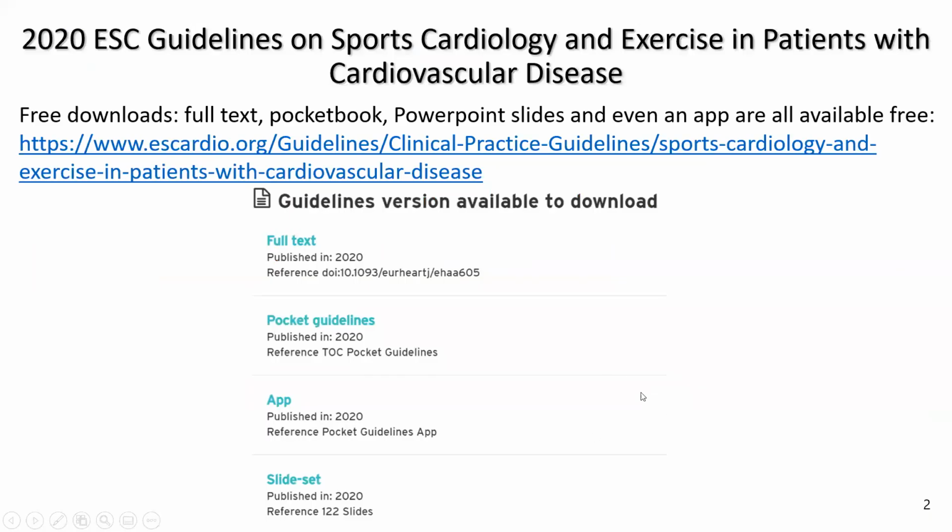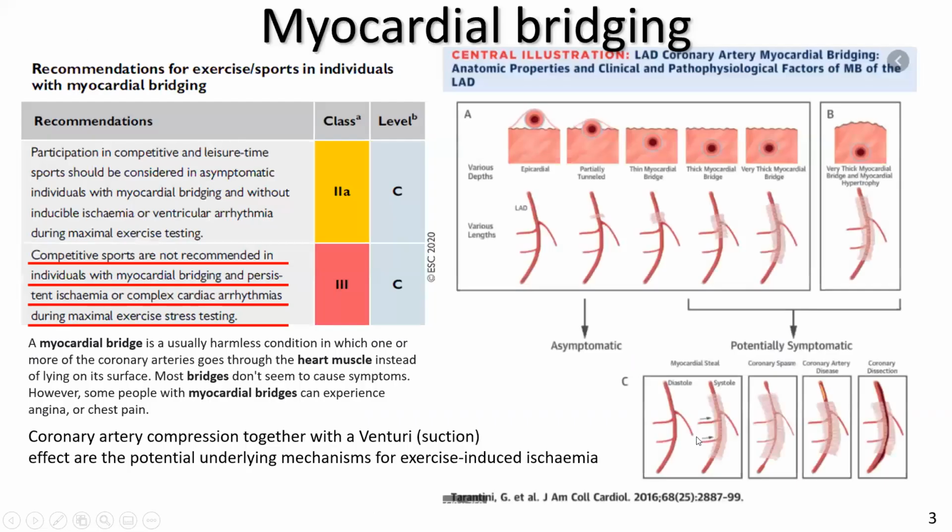As I did in part one, you can get these guidelines in all of the forms, from full text down to pocket guidelines and even a slide set. All of this is freely available.